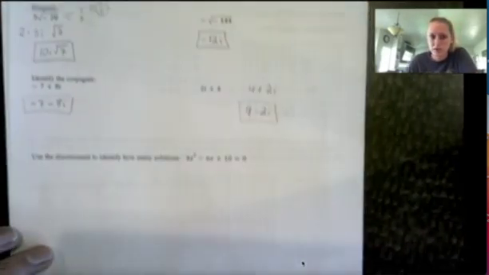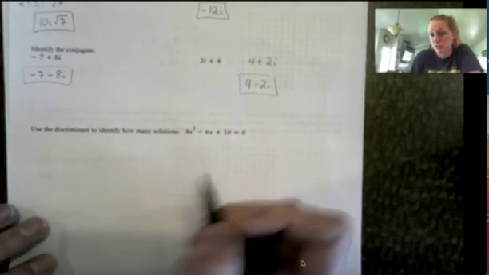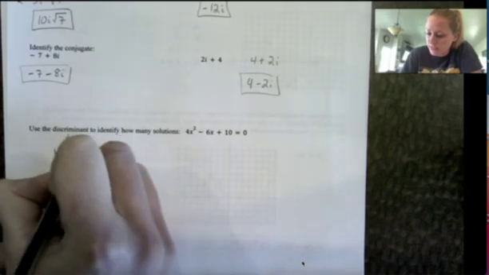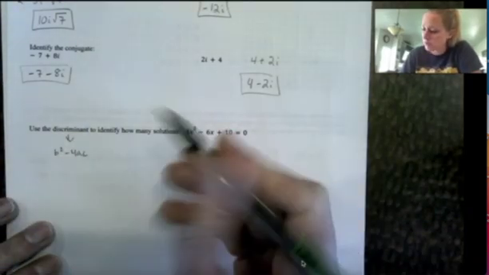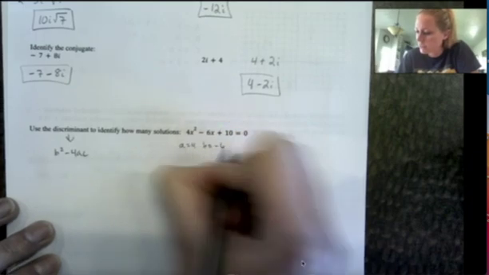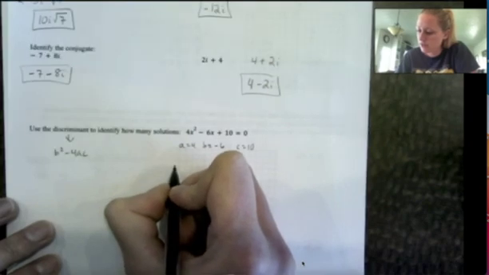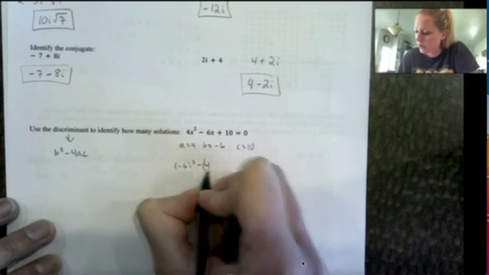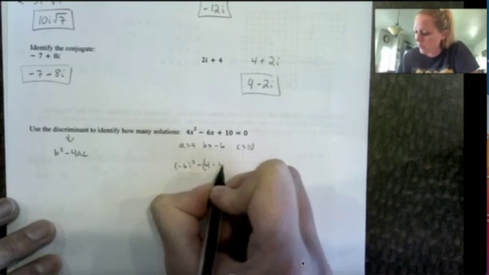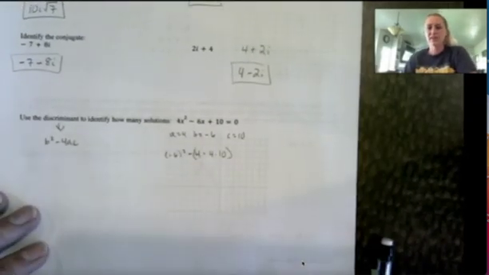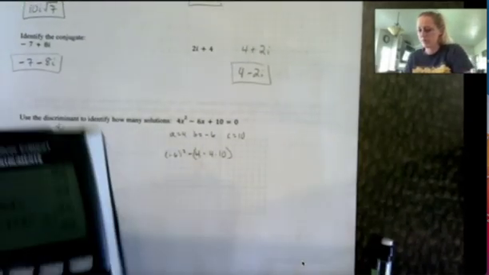All right, use the discriminant to identify how many solutions. So discriminant, b squared minus 4ac, so I need it in standard form. So here my a is 4, b is negative 6, c is 10. So b squared is negative 6 squared minus 4 times a times c. And then we're checking, is it positive, negative, or 0? So plug that in here.